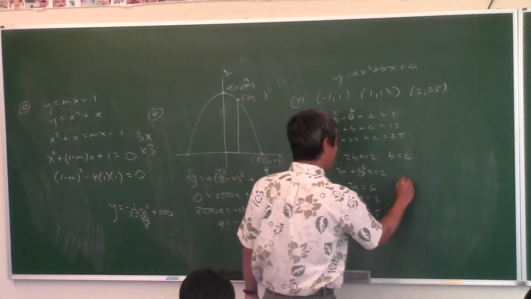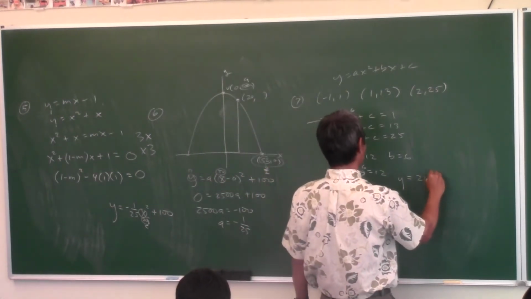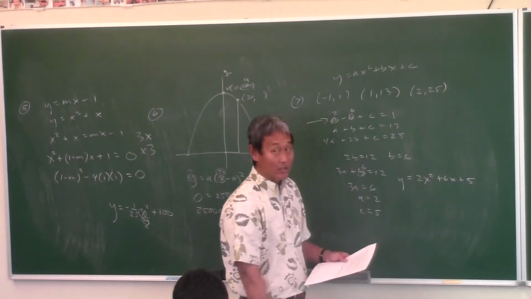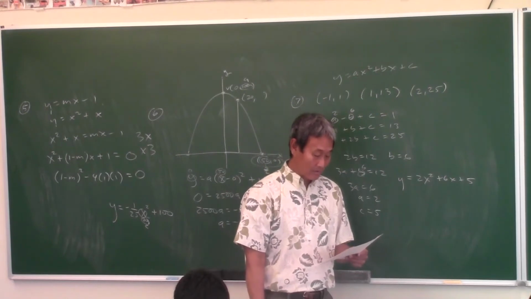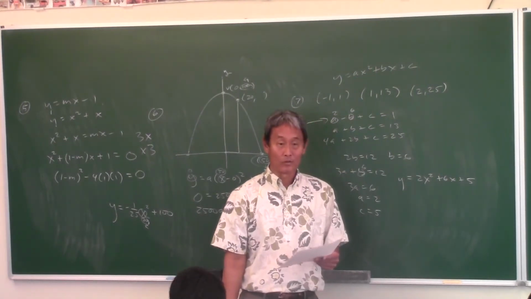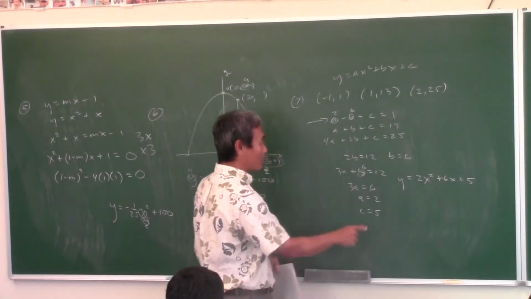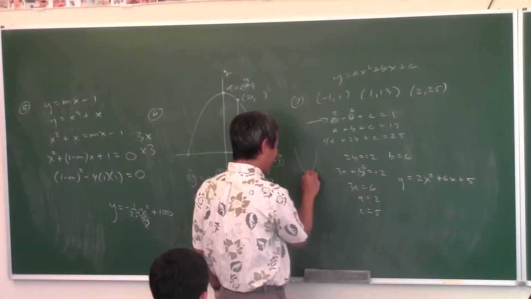Yes. The equation of the parabola is y equals 2x squared plus 6x plus 5. Now we're going to answer the question though. The question says, find the minimum value. That means we have a parabola opening up. We have to find the minimum value.